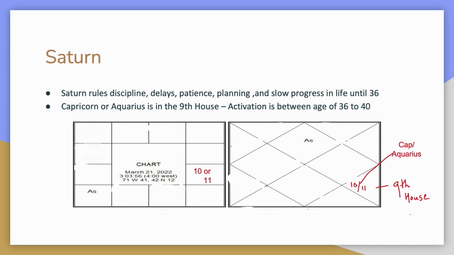Saturn is the hard taskmaster, as we know. It is also known as the karma karaka. So it usually puts you through the hard tasks of your life. If your first house is ruled by Saturn, or your 10th house is ruled by Saturn, and the 9th house is ruled by Saturn, then in general your life will get on the right track at around the age of 36.